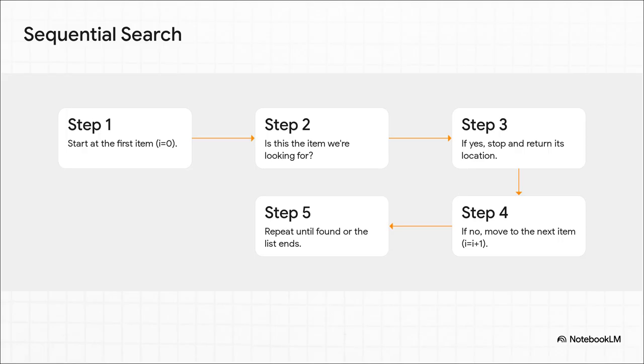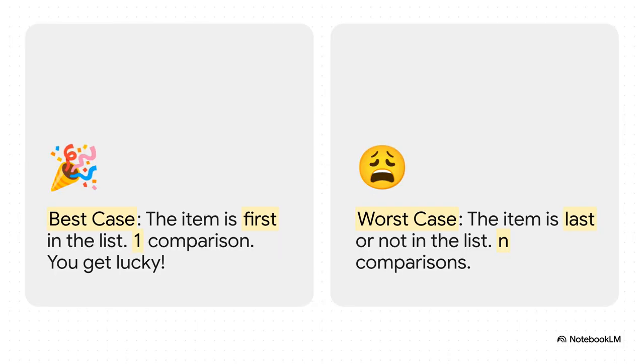You'd look at the first name on the list and go, nope, not Sarah. Then you'd move to the second one. Is this it? No. Then the third, then the fourth. You just go one by one, down the line until you either find Sarah or you get to the end of the list and realize she's not there. Super simple, right? So, using our new metric, how many comparisons does that take?